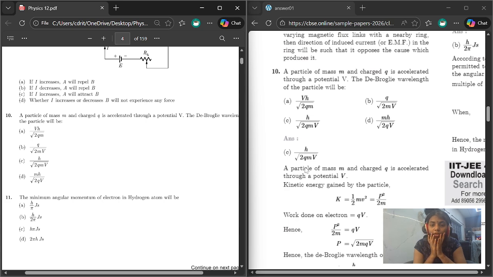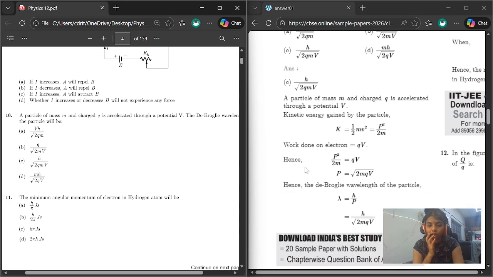A particle of mass m and charge q is accelerated through a potential V. Kinetic energy gained by the particle is K = (1/2)mv² = p²/2m. Work done on the particle is qV. Hence p²/2m = qV, so p = √(2mqV). Hence the de Broglie wavelength of the particle is lambda = h/p = h/√(2mqV).